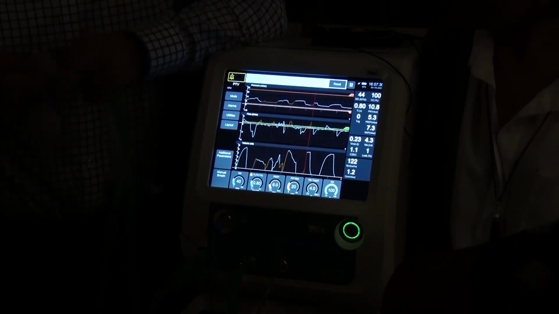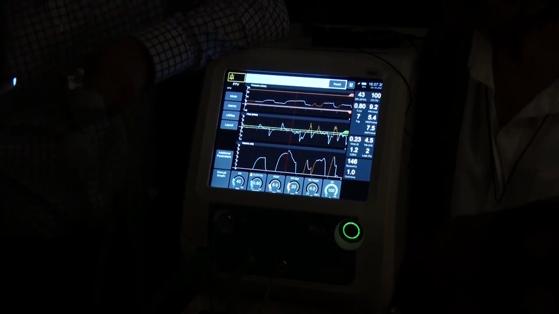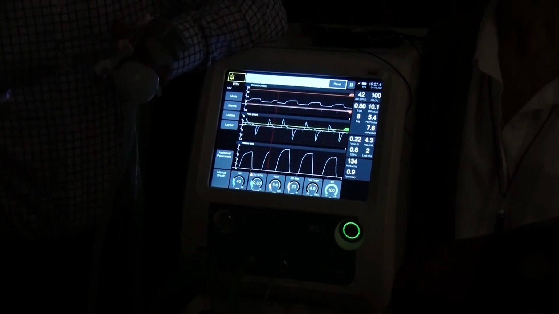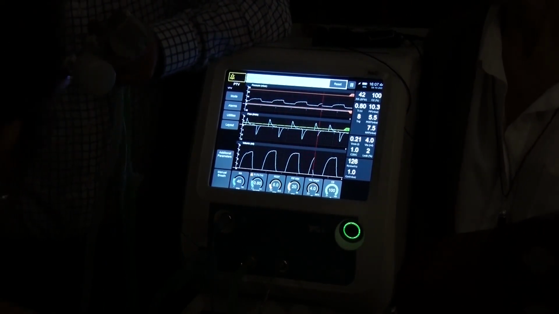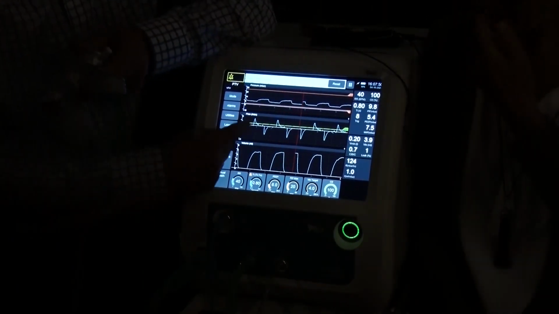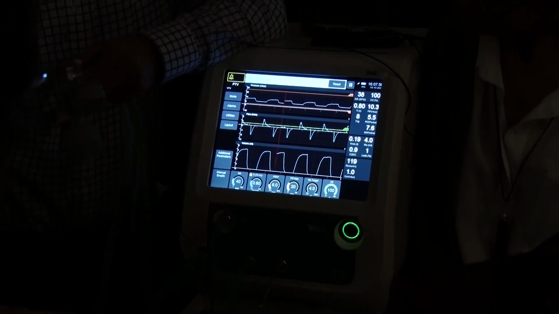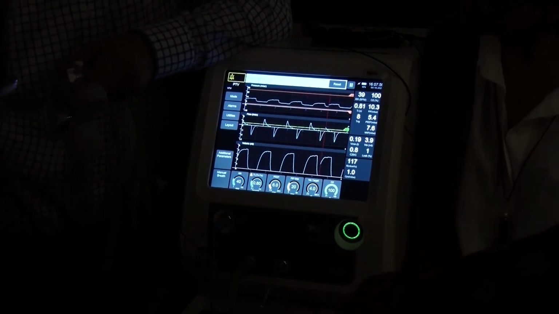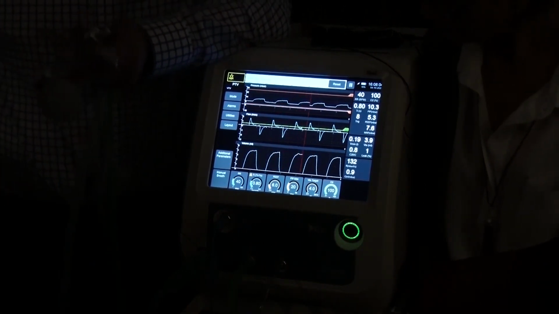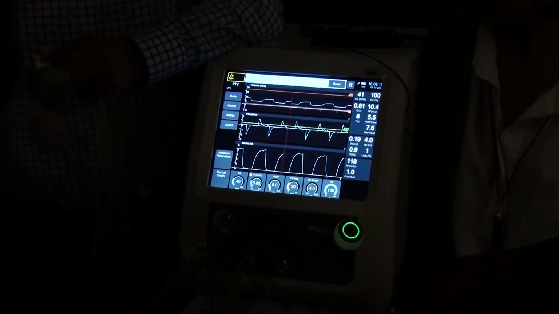But what about this? What have I done here? Sorry? Reduce the compliance. Yeah, I've made this a stiff lung. And what's happened to our time constants? The time constant has decreased, hasn't it? Resistance is normal, you can see that here, and the compliance is down. It's compliance times resistance, times 5 is your I time, so it's now gone down.